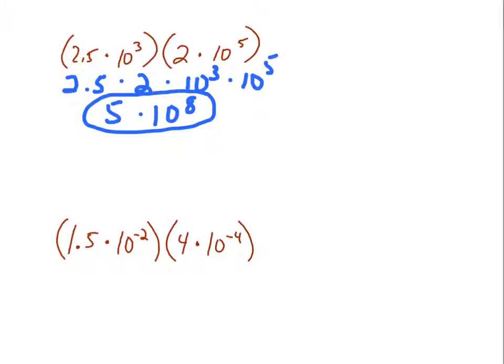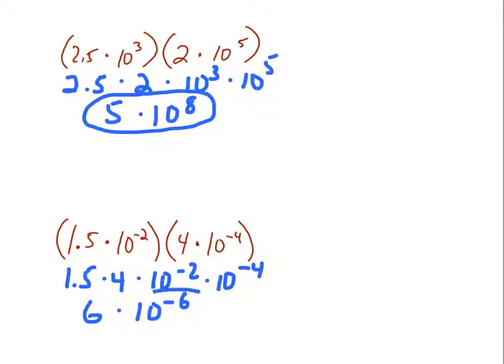Pretty nifty, huh? Now down here we'll go 1.5 times 4, and 10 to the negative second times 10 to the negative fourth. Remember, we're going to add those exponents. So 1.5 times 4 is 6, and you add the exponents and you get 10 to the negative sixth, and that's all there is to it with that. And that's the end of the lesson.